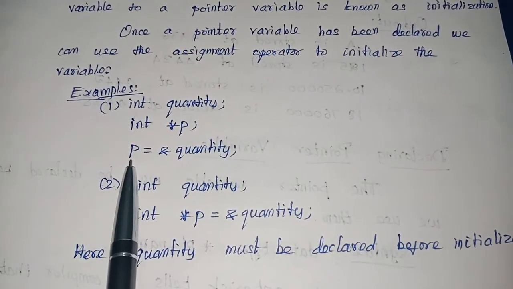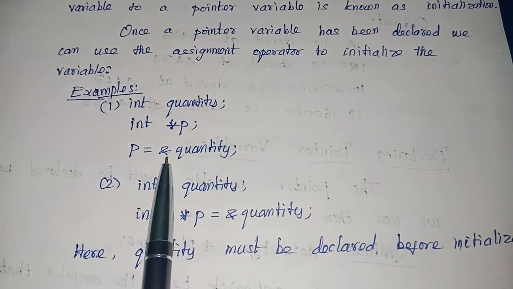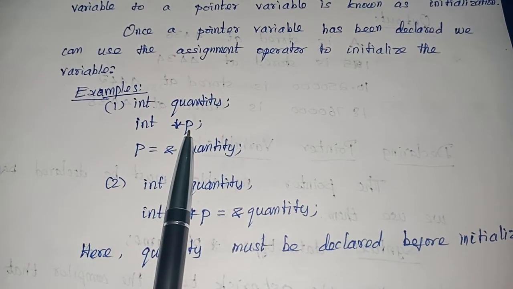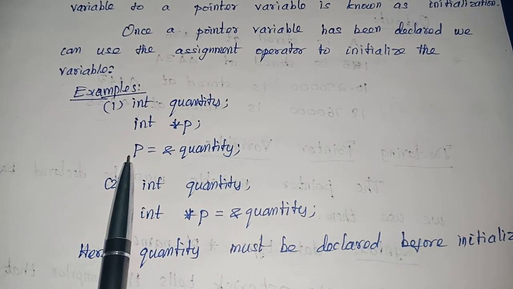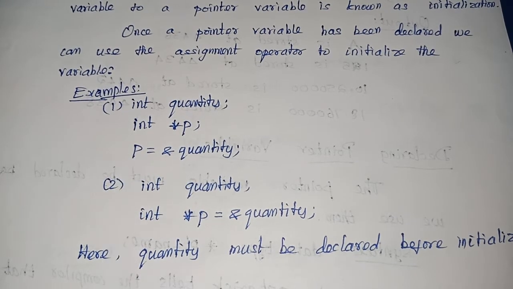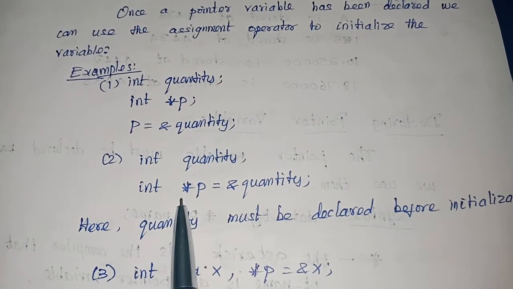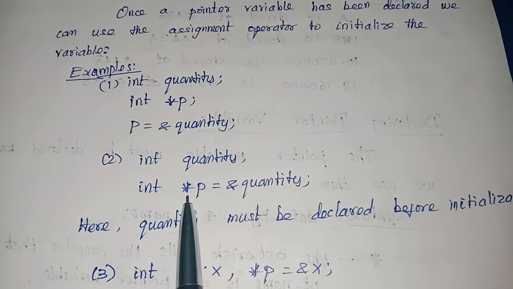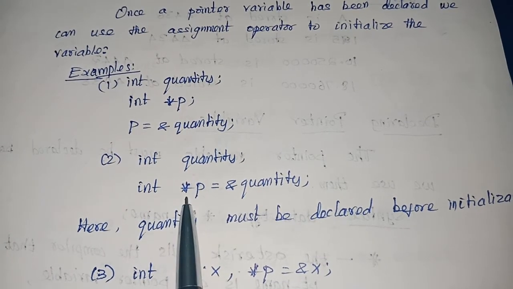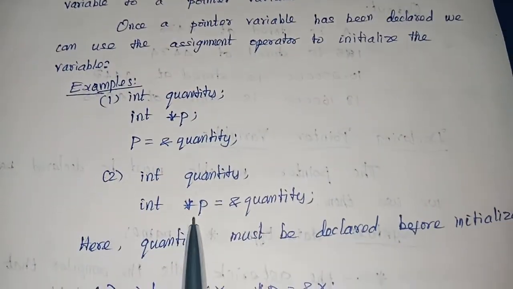Here I should not put star. This P is a variable which collects the address of quantity. This star indicates that P is a pointer. So you are not supposed to put star when you initialize separately. But whenever you initialize at the point of declaration, I need star to show that this is a pointer variable. So we write star P equal to ampersand quantity. You should not get confused with these two.